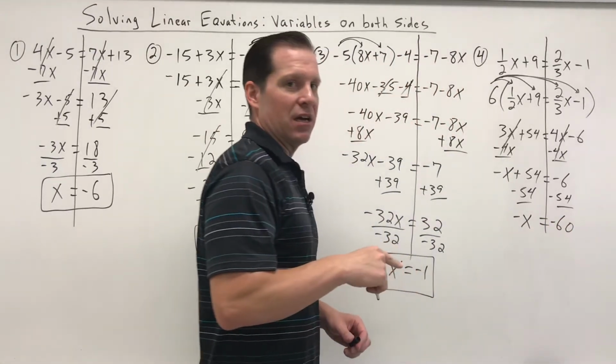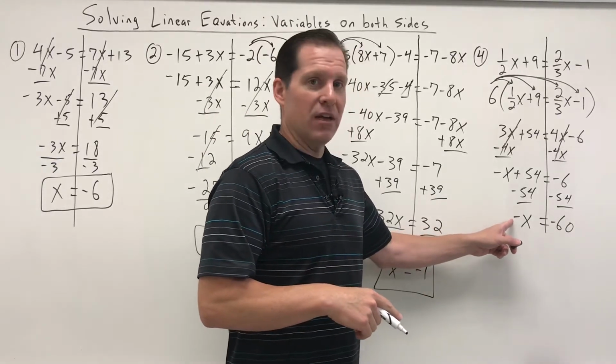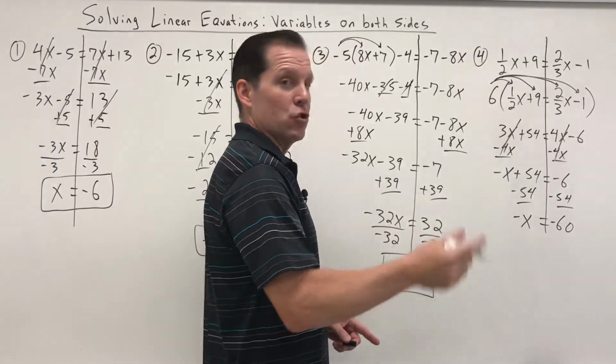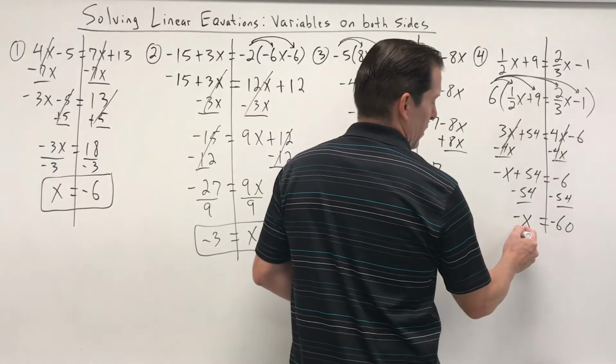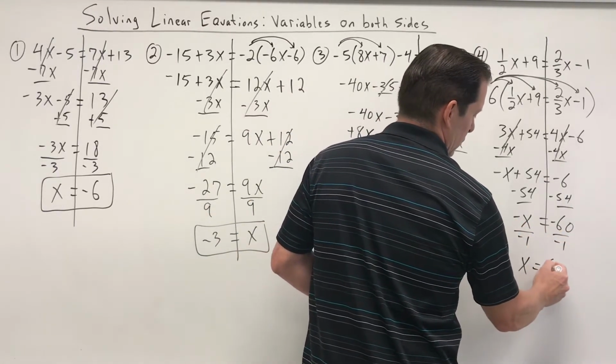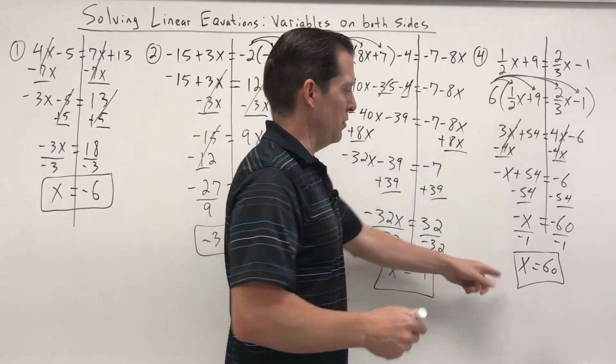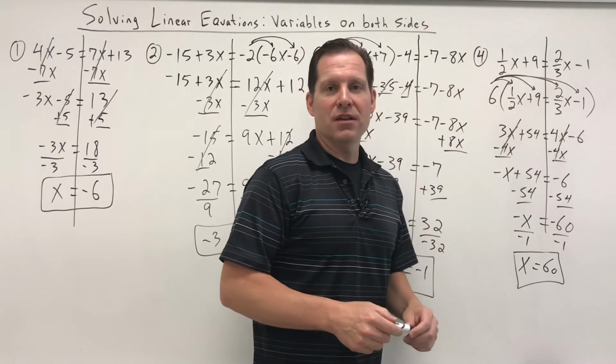Now remember, we're solving for positive x, so we want to get rid of this negative 1, which of course is multiplication, so we're going to do the inverse, which is dividing by negative 1. And we get x is equal to positive 60. And of course, you can plug that in, you'll see the left side equals the right side.